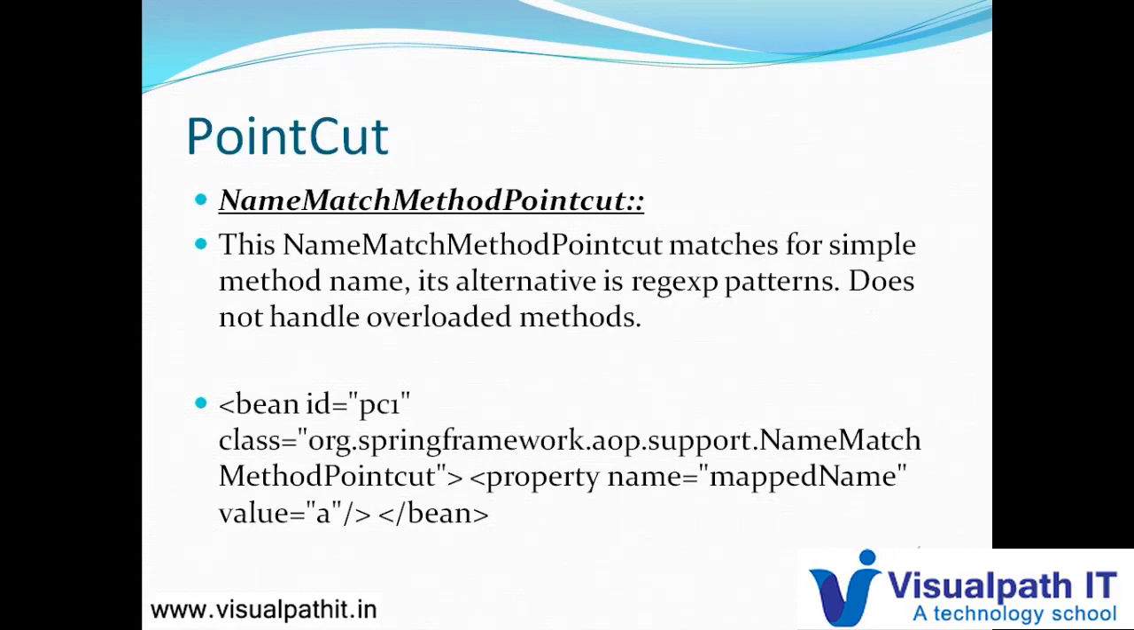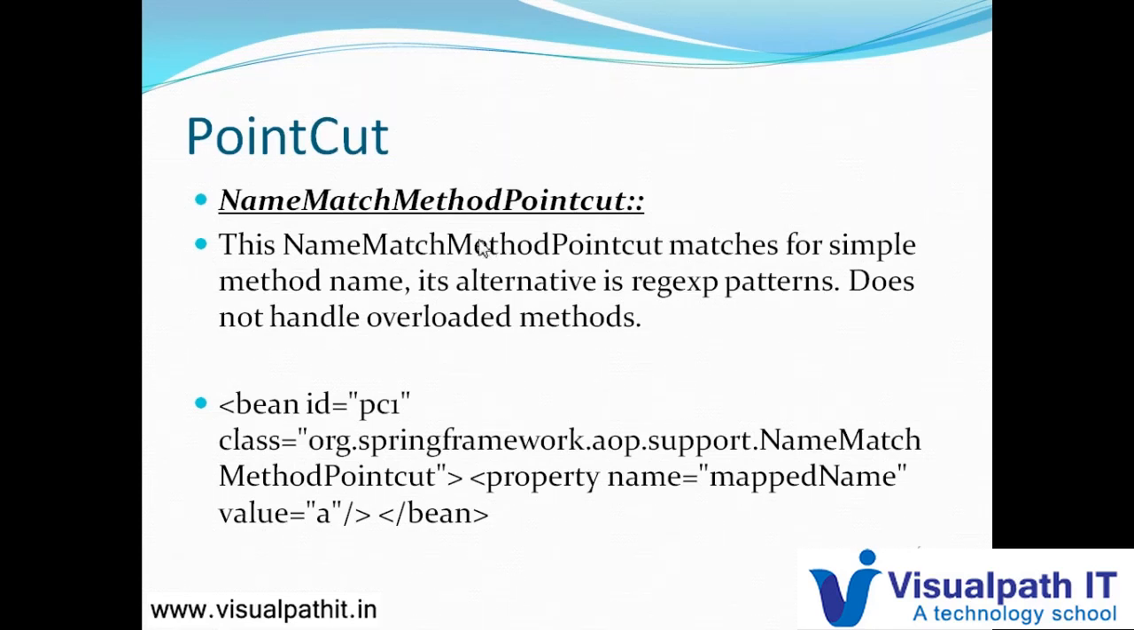So a pointcut, in simple terms, is an expression that defines or describes a set of join points. When a set of join points is selected during a method invocation, an advice is applied. Already we discussed that there are 4 general pointcut types, that is call method, execution method, target method and args method, and we also saw the syntax. Now let's see different pointcuts, that is the name match method pointcut.